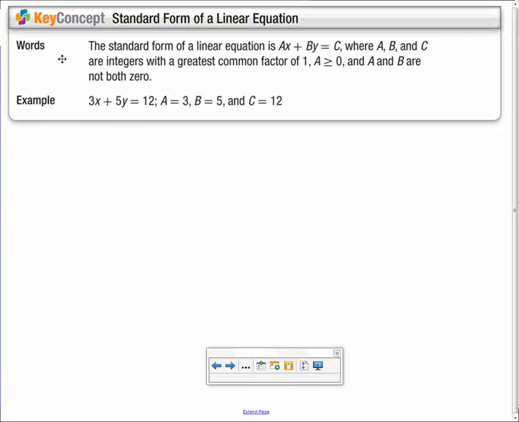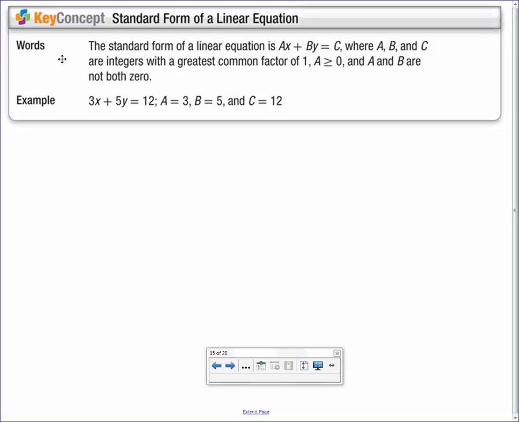Now that you can identify them as linear or nonlinear, if they are linear, we can put them in standard form. Why would we want to do that? Because these calculators that you've got understand standard form. Sometimes you want them in standard form, sometimes you want them in slope-intercept form.